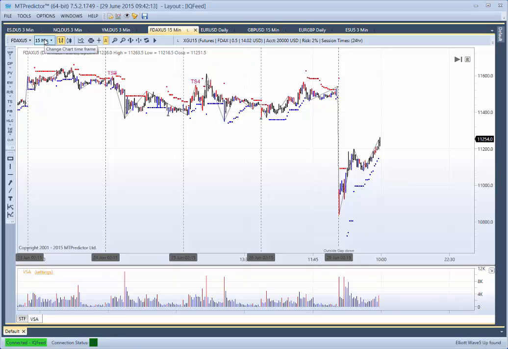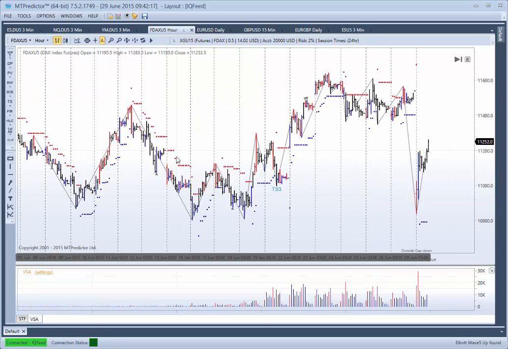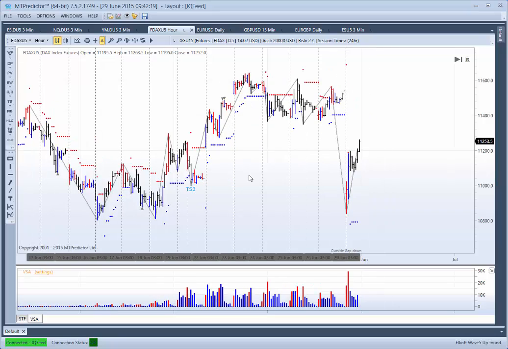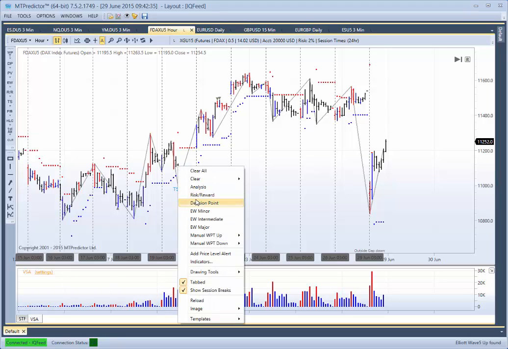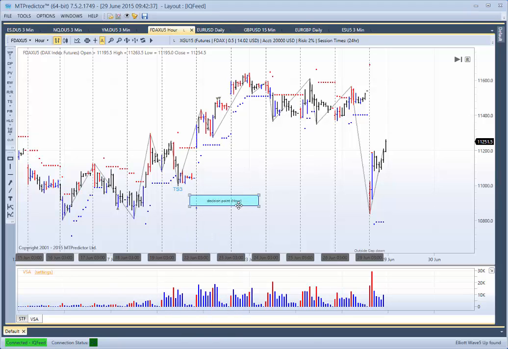So let's go out to a slightly higher time frame, and again see if we can get a slightly larger degree picture. Well, here we have a bit better picture in that we have a potential ABC correction down into this TS3 buy setup here. So this was a logical place to do DP support from. So let's right mouse click here, do DP, and that is our support zone. If we drag that across to today, you can see that caught the low really nicely.